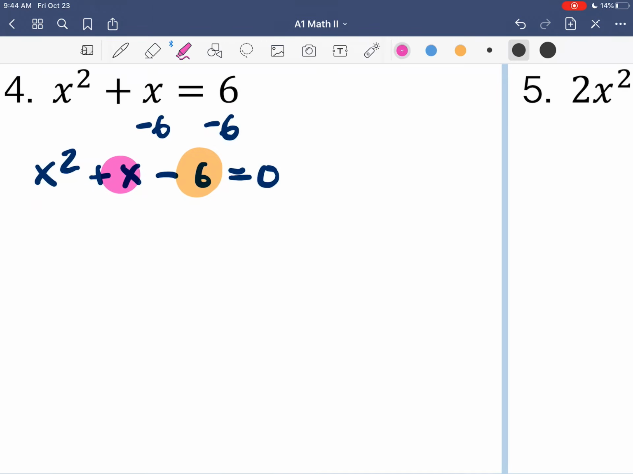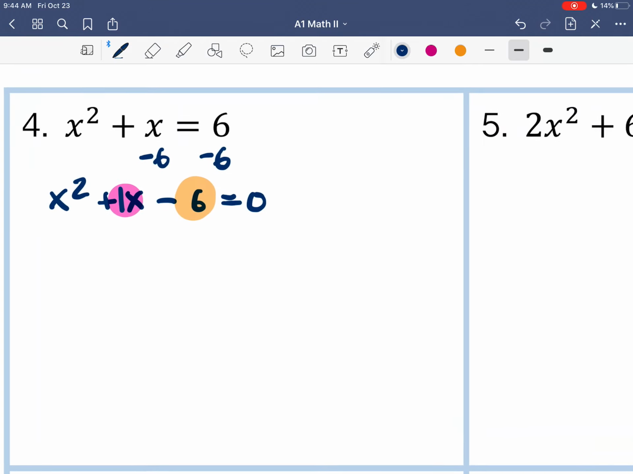And remember, the coefficient in front of that is 1. So don't get confused by that. We're trying to find two things that multiply to -6 and add to +1. So this again is a negative situation. 6 and 1 make 6. 2 and 3 make 6. I don't think anything else makes 6.